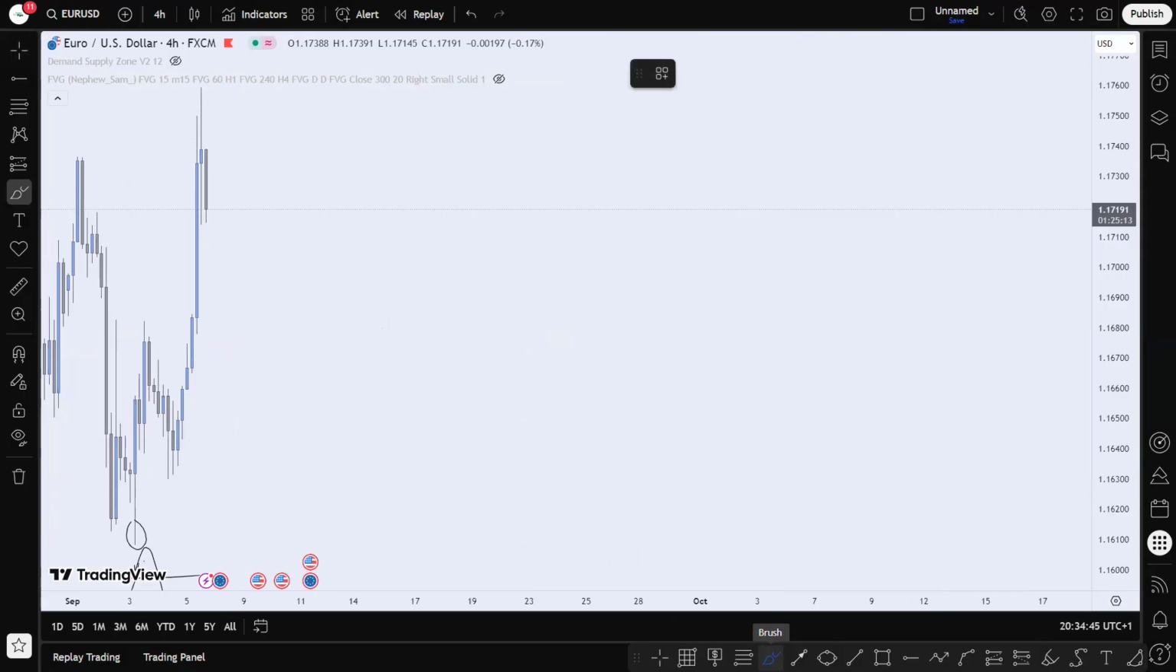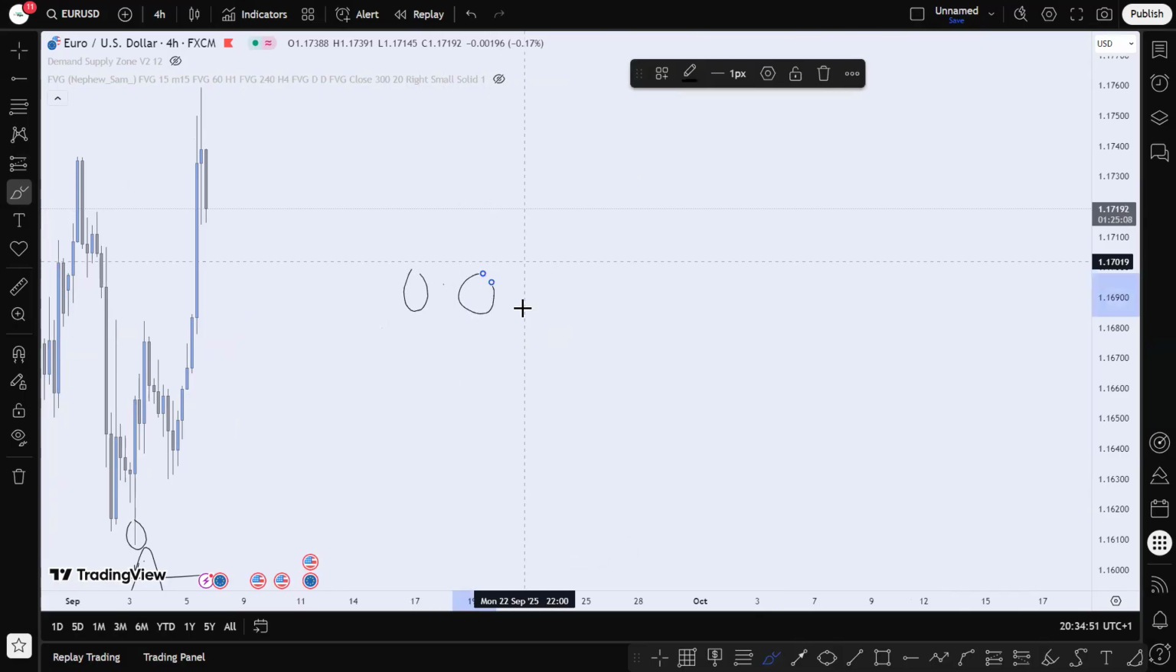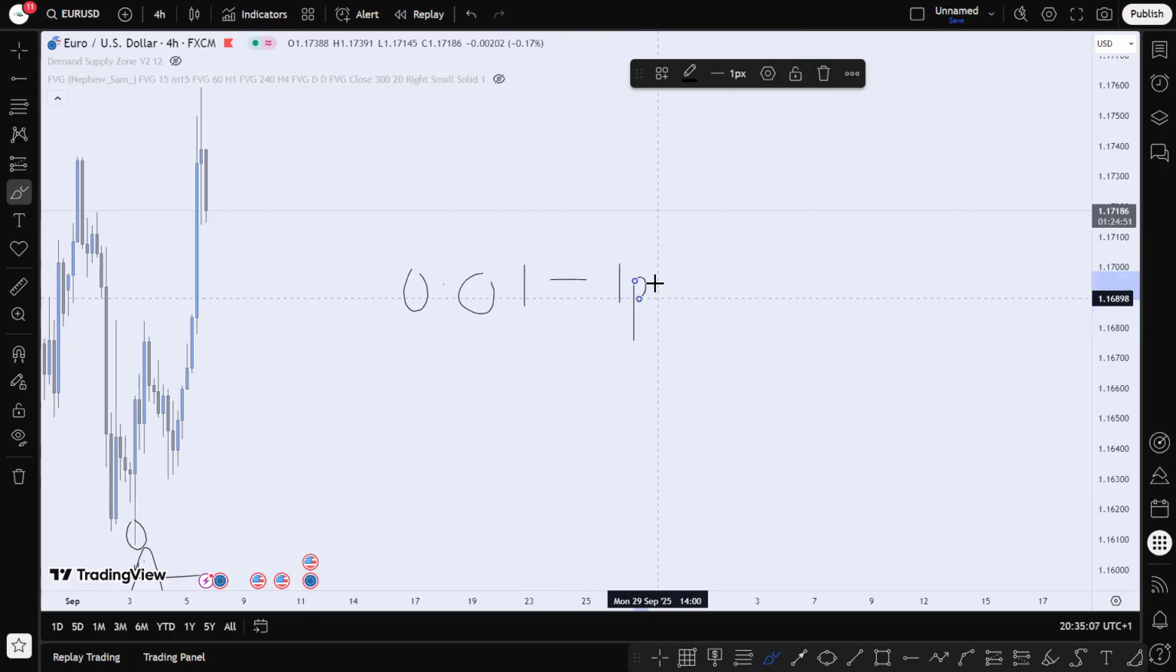Now, lot sizes in general start from 0.01. That's where they start from, 0.01. Now, what does the 0.01 lot size mean? The 0.01 lot size means that every time the market moves one single pip, that one single pip movement is equivalent to what? 10 cents.